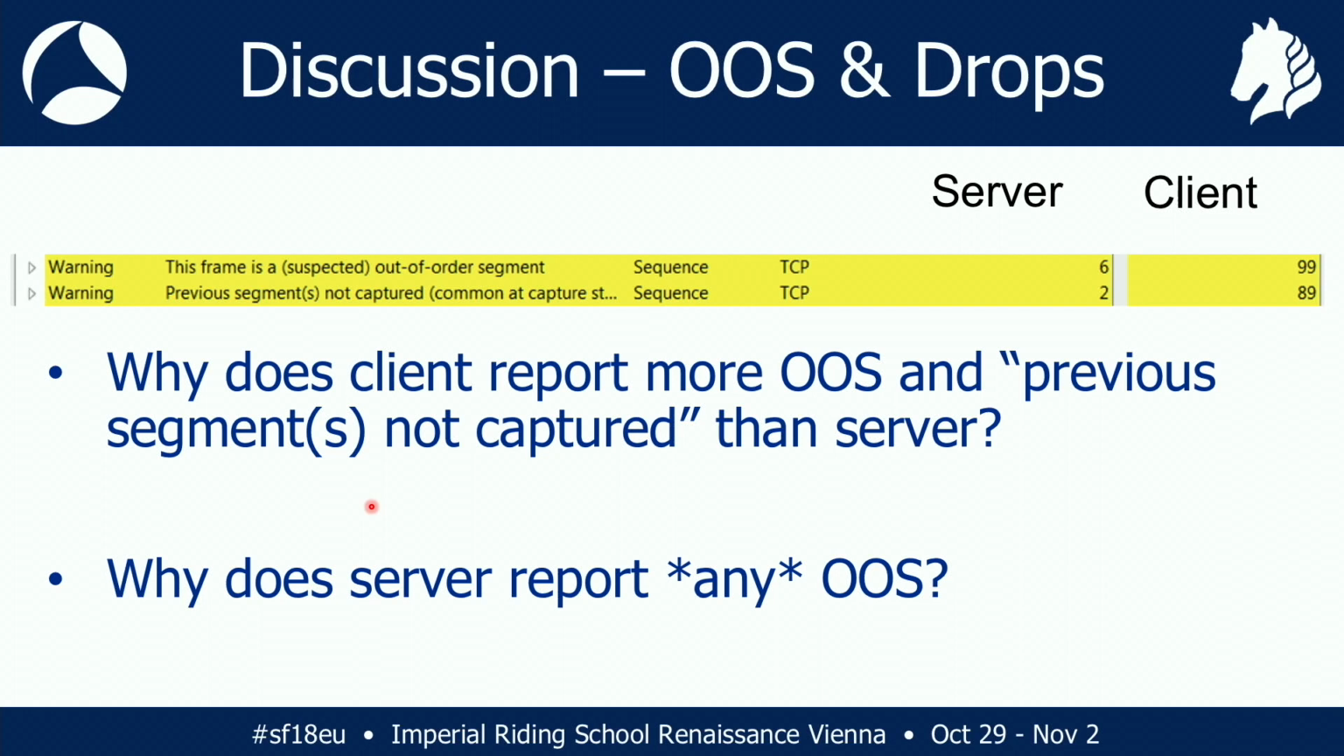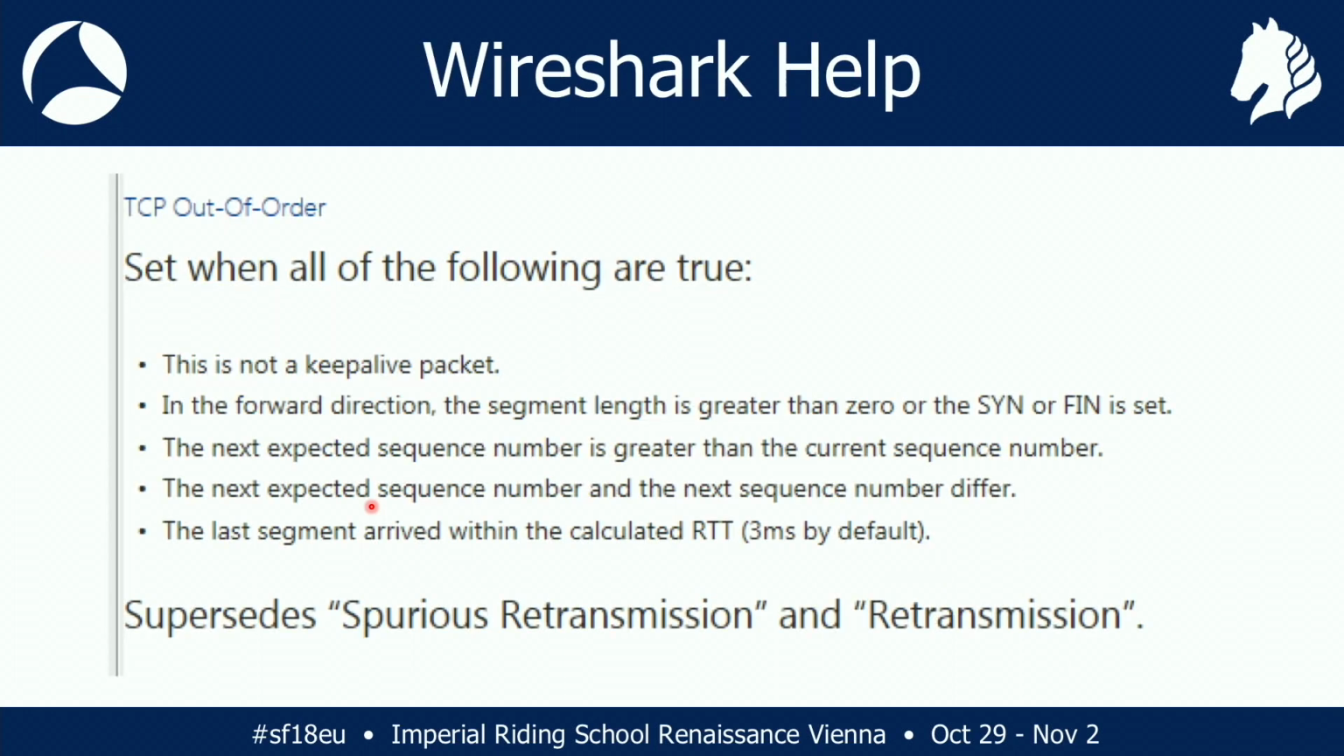So curiously, why would the server report any out-of-sequence packets? We'll drill into that a little bit more in a few minutes. But I found that a little bit curious. It's like, well, how come? Why does the server see out-of-sequence? Now, it could be data that's coming from the client that's arriving out-of-sequence. But we'll see. We're going to dive into that a little bit more. There's also help about the definition of out-of-sequence and how to interpret it.